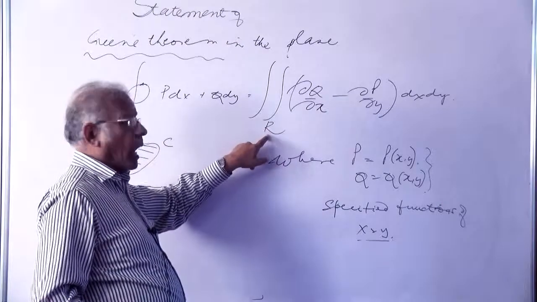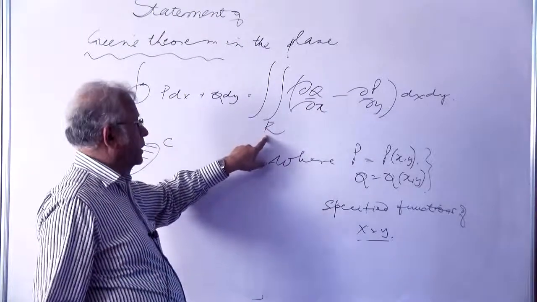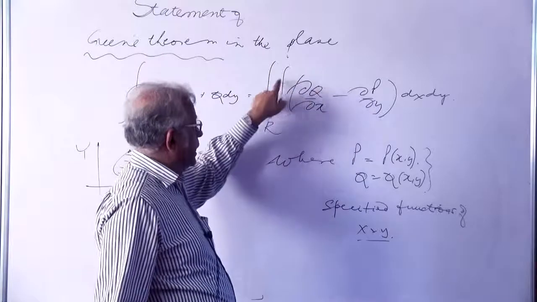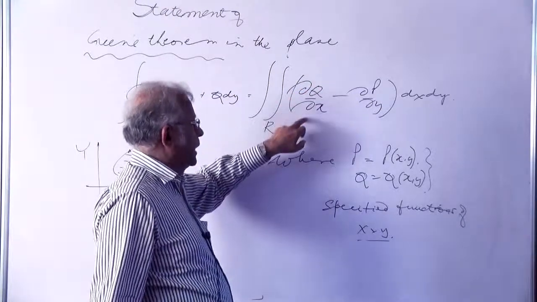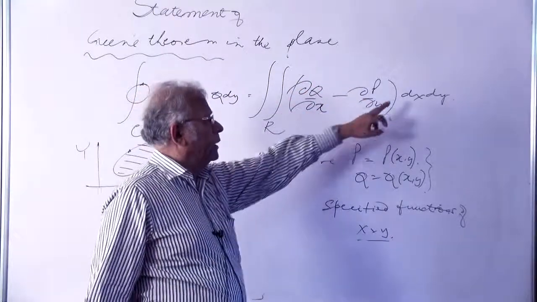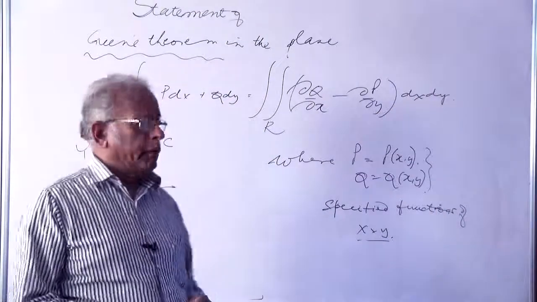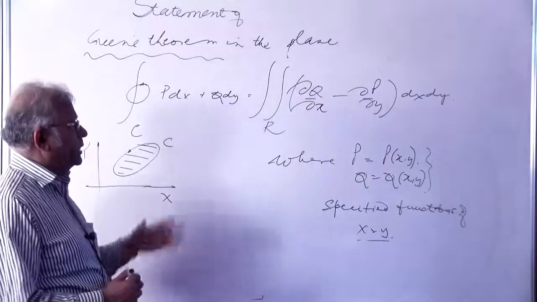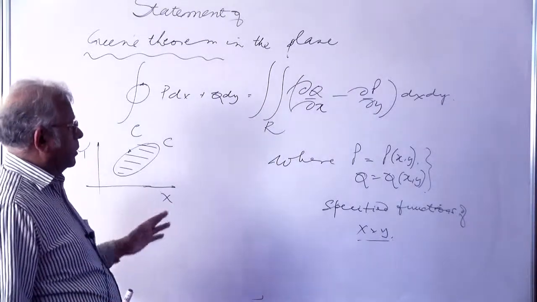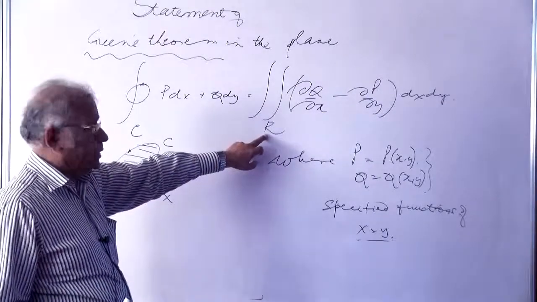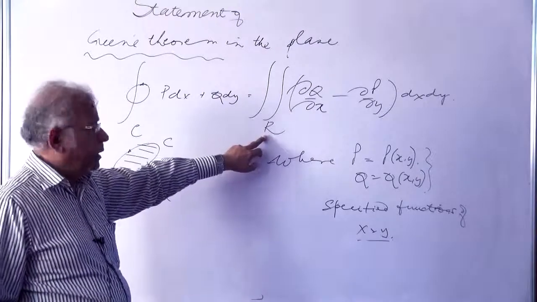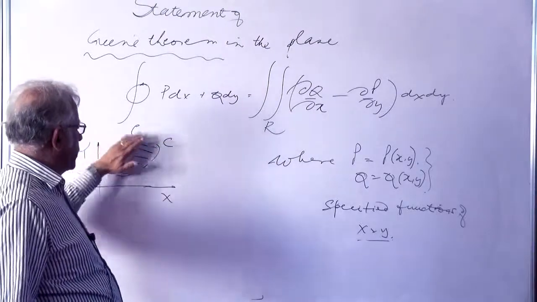a double integral over R. I will explain what is R. The double integral of del Q del x minus del P del y dx dy. So we will use the properties of double integrals. We will set the limits. Now this R is the region in the Cartesian plane that is enclosed by C.